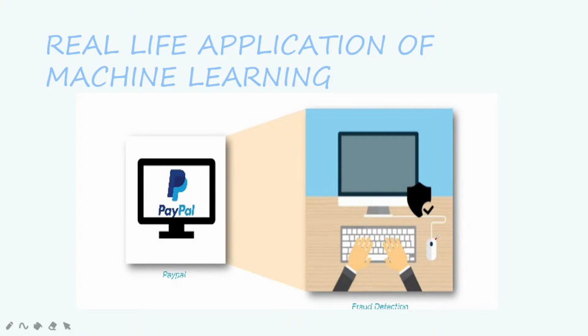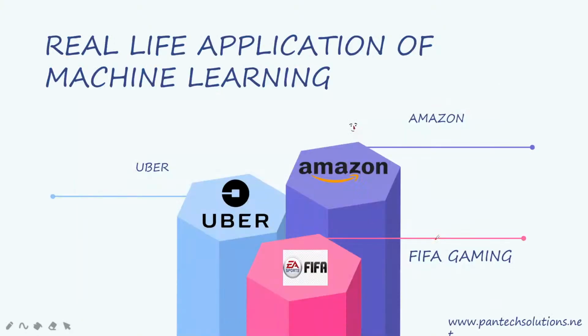Then PayPal, not only PayPal, PhonePe, Google Pay, those things, and then Uber, Amazon, FIFA. So these are the areas we are covering for real-time applications of machine learning, and the most important one is Uber. In Uber you can see how machine learning works. For example, if it is Uber Eats or Zomato, if you are searching for any food, it will automatically give some prediction results.